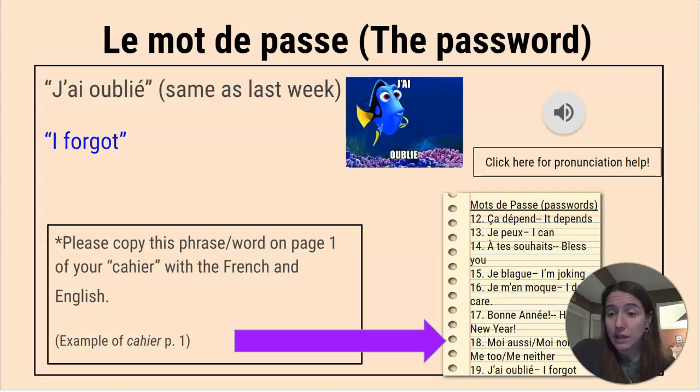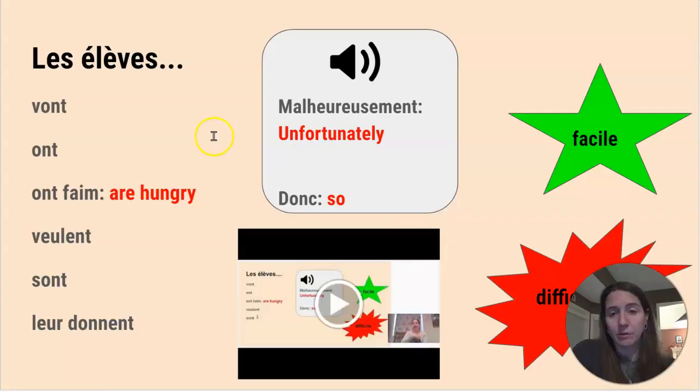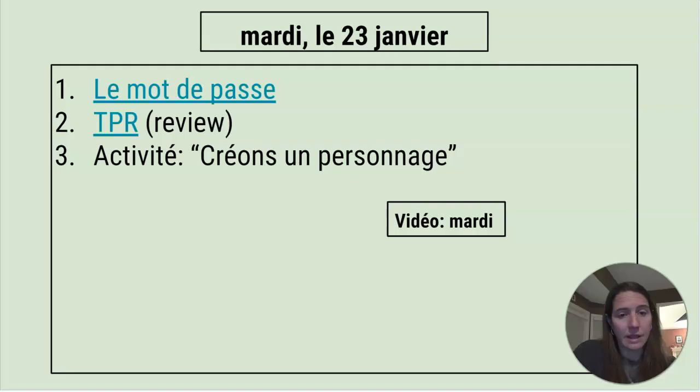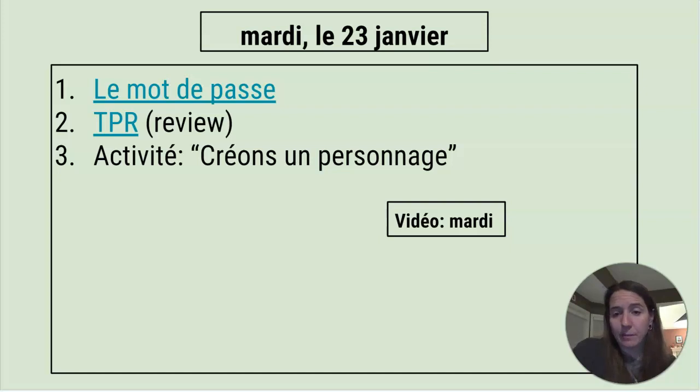J'ai oublié. And TPR, you have these couple of new items to review along with some others that we've already heard. In order to use these TPR actions in our new story, we need to develop a new character. So you're going to do an activity called Créons un personnage. Let's create a character. Créons un personnage.